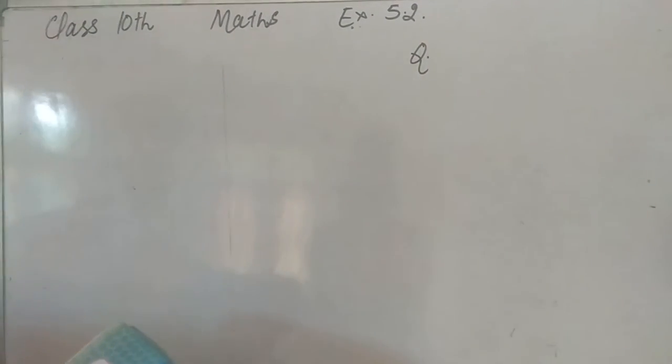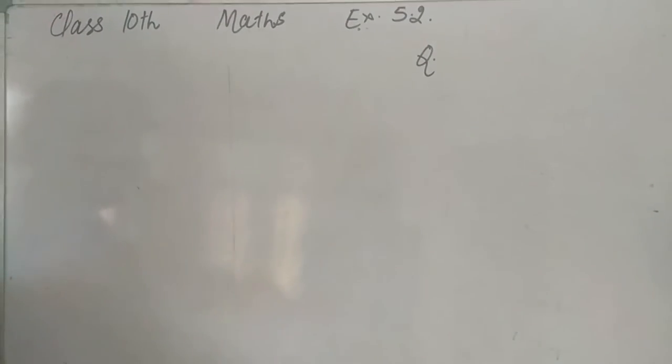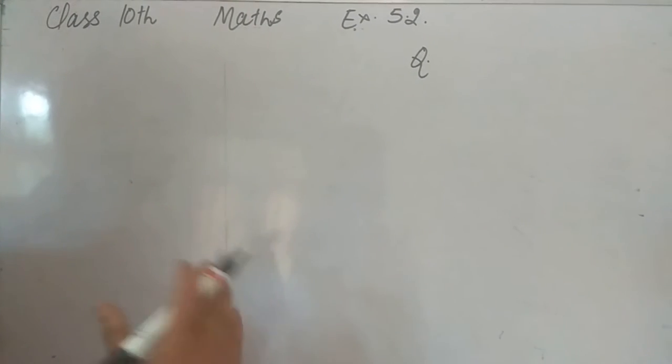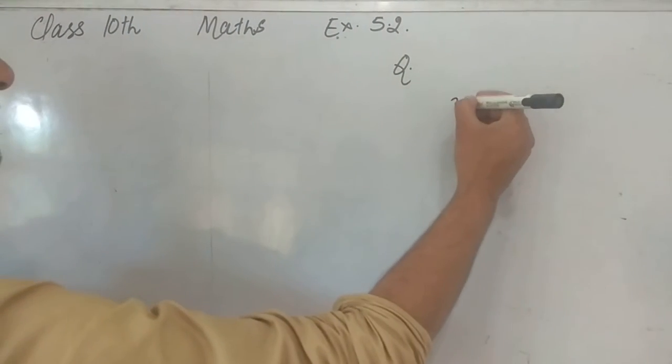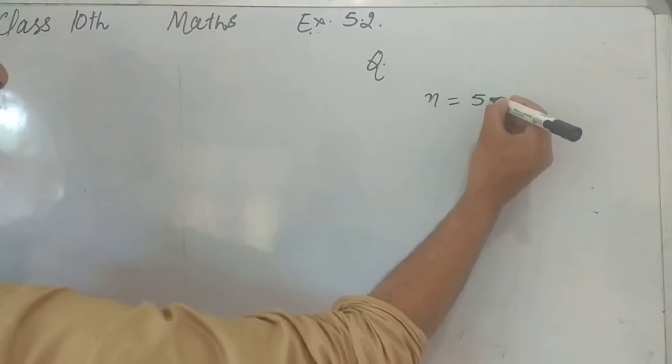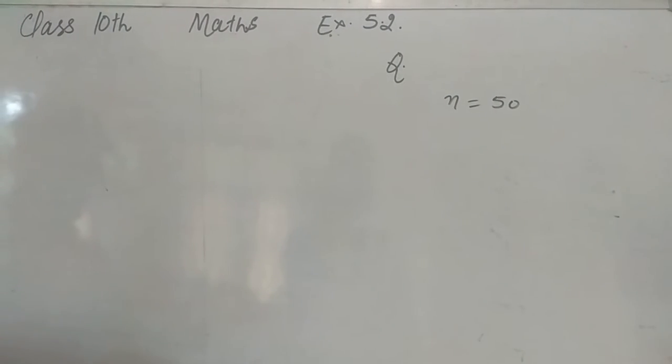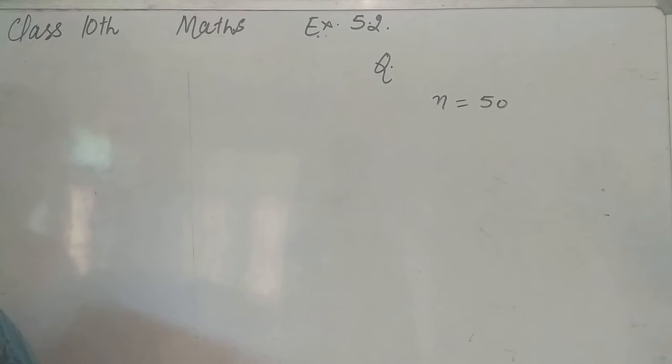Dear students, the question is: an AP consists of 50 terms. हमारे पास एक arithmetic progression है, इसमें total number of terms, that is n, is equal to 50. n is equal to 50. Of which third term is 12.